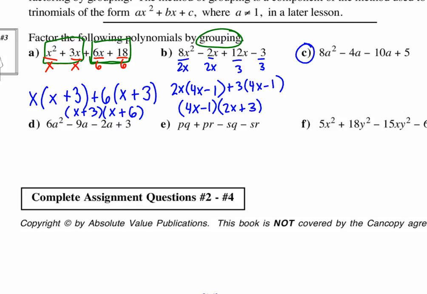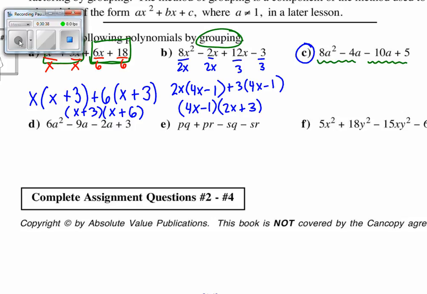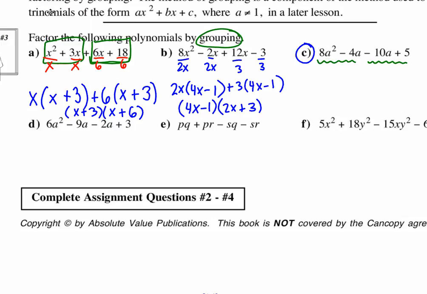Okay, try C. 8a squared minus 4a, the largest number we can divide into both. 4 and a. So we're factoring out 4a. So divide both by 4a. What's left over? 2a minus 1.